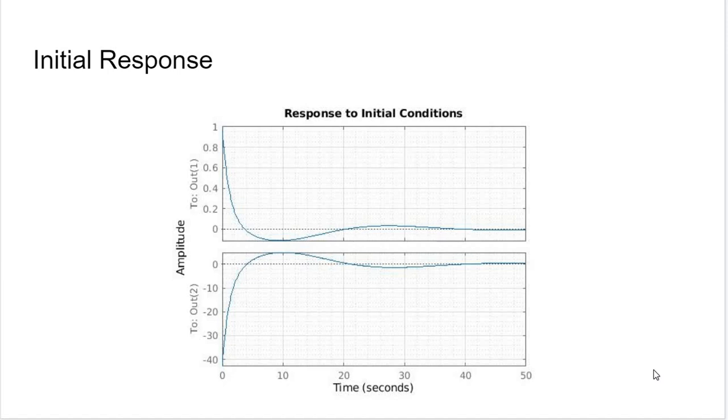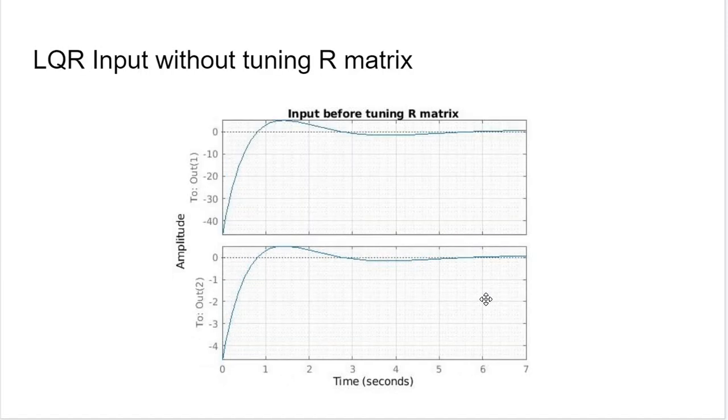Thereafter what I did was to tune the Q matrix, and once I tuned the Q matrix for a certain initial condition, this is the output response that I get for the system. So this is the output that I get once I tune my Q matrix, and then I try to analyze my input. My U1 is in the range of 40s, and my U2 is in the range of -5.